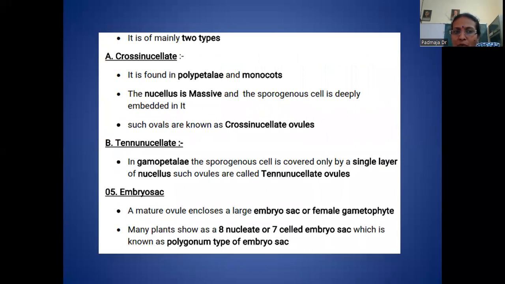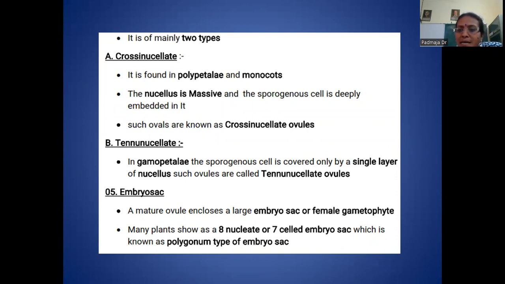And this nucellus is of two types: crassinucellate and tenuinucellate. Crassinucellate means the nucellus is present in much amount, massive, with more layers of nucellus. That type of nucellus is known as crassinucellate. It is mainly present in the polypetalae and the monocots, and such ovules are called crassinucellate ovules.